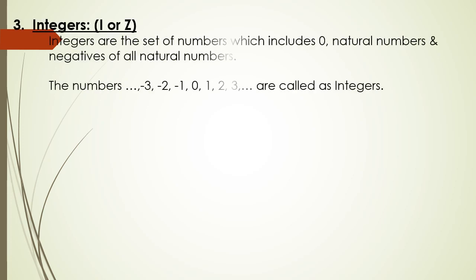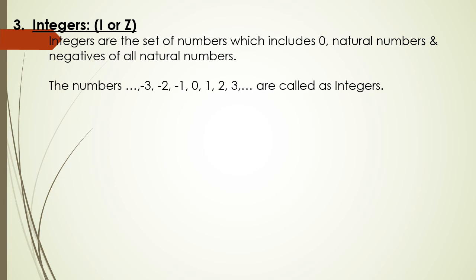Let us come to the third type of the numbers. The third type of the numbers is integers. Integers are generally denoted by capital I or Z. Z comes from German word Zahlen, which means to count.